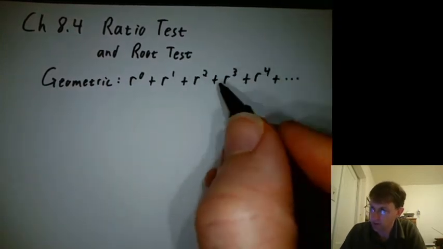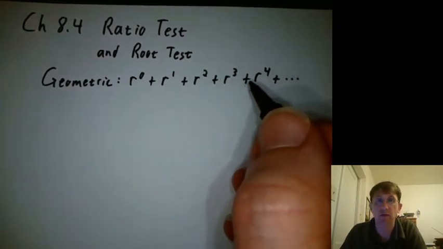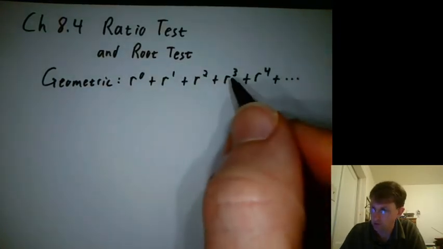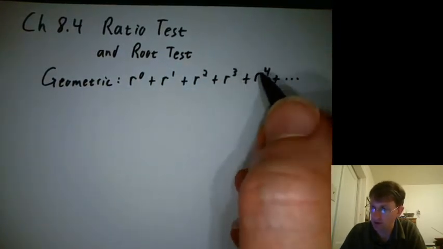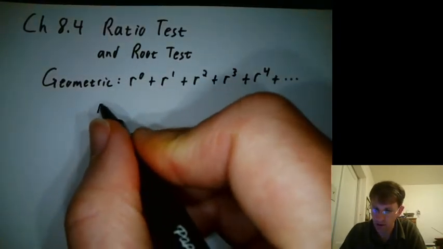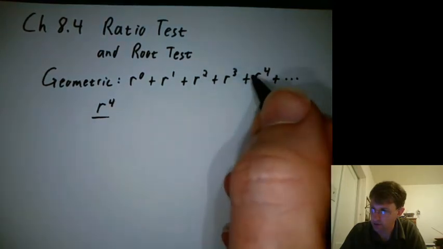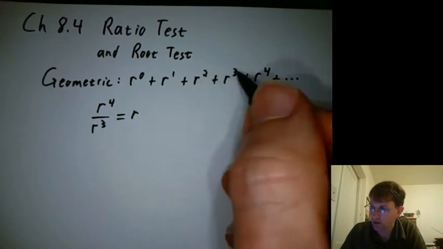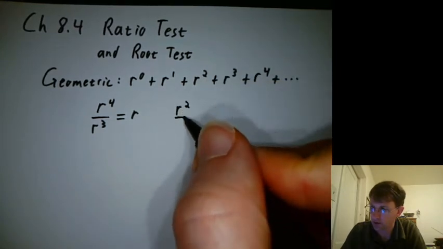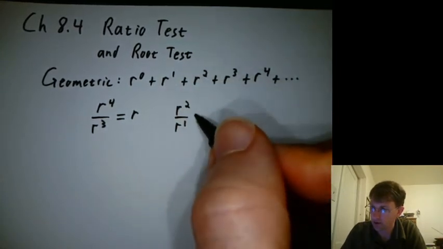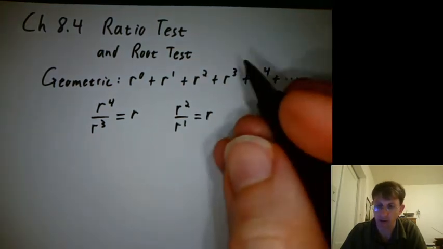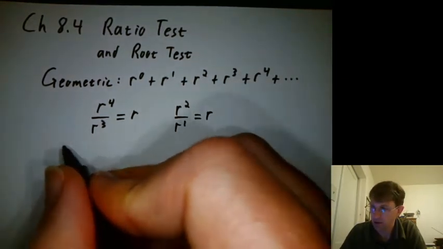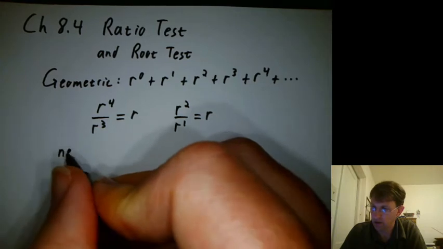Let's see what happens if I take one term and divide it by the previous term, or divide the previous term into the next term. You could say r to the 4, this term, over r to the 3 is just r. You could also do that over here: r to the 2 over r to the 1. That's also just r.